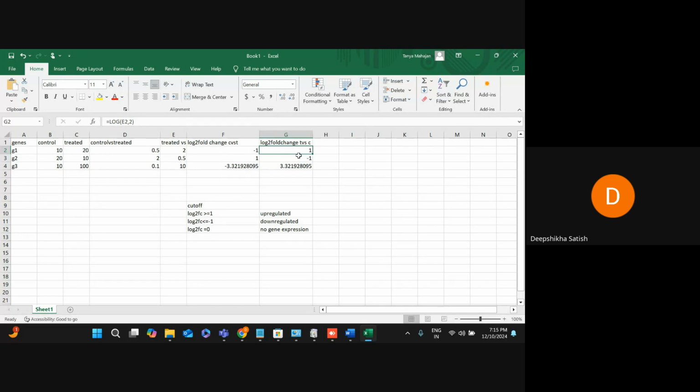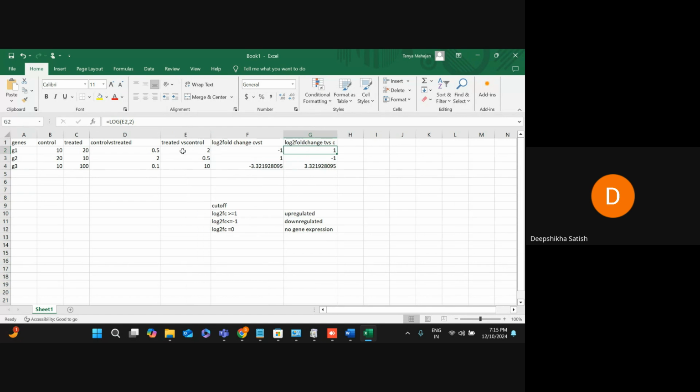And you can also check the expression from here. Treated versus control is 2 here. Can you see? And also, if you want to cross check your data, why it is upregulated in the treated versus control, you can see the treated reads here. There are 20 reads. Okay.